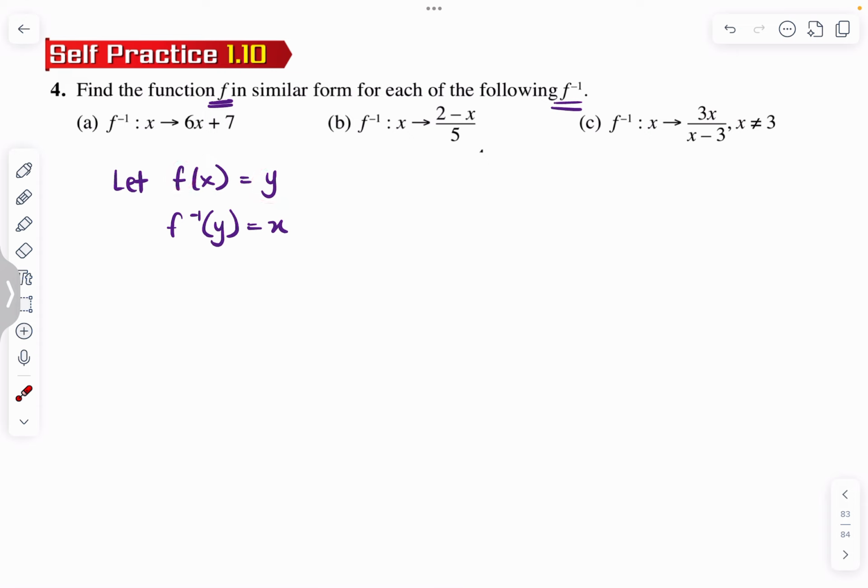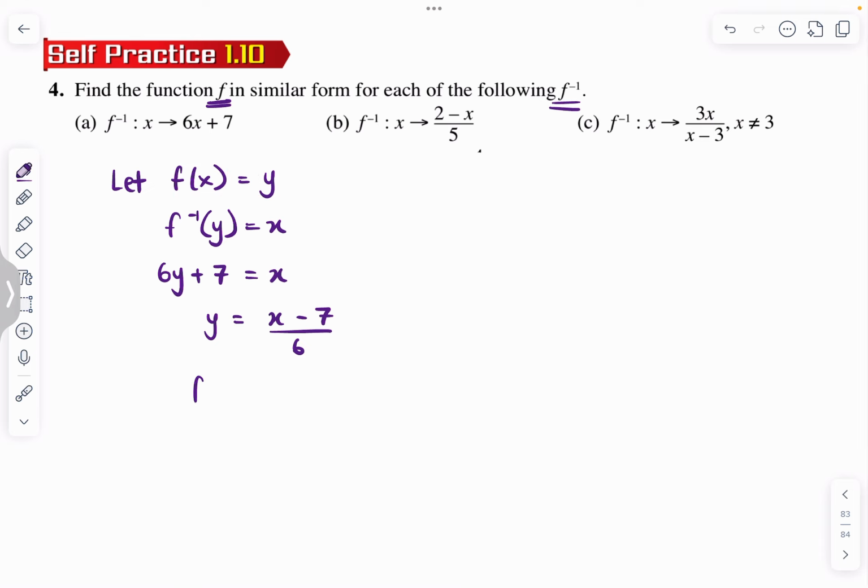So we know that f inverse of x is 6x plus 7. f inverse of y would then be 6y plus 7. So 6y plus 7 equals x. Then we make y the subject. So y is (x minus 7) over 6. So y is f(x). Therefore, f(x) is (x minus 7) over 6. Done.